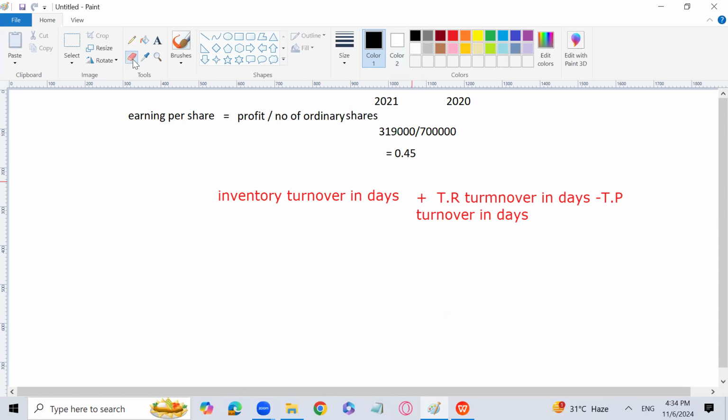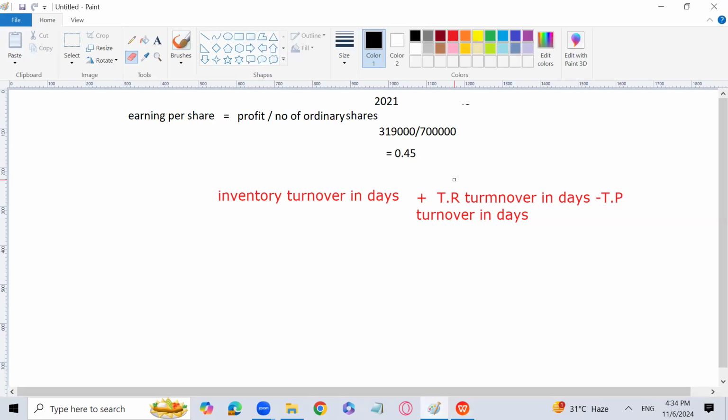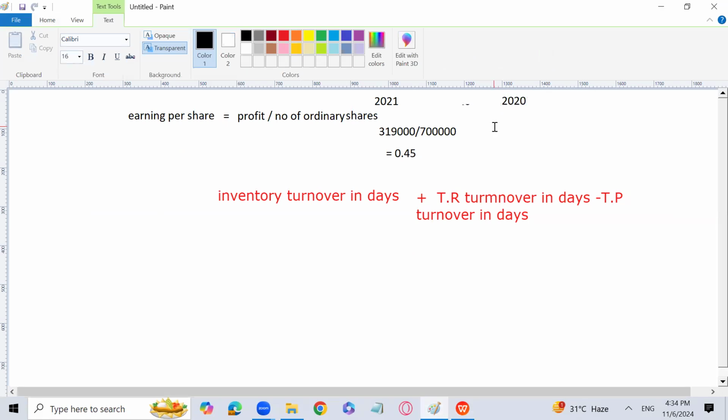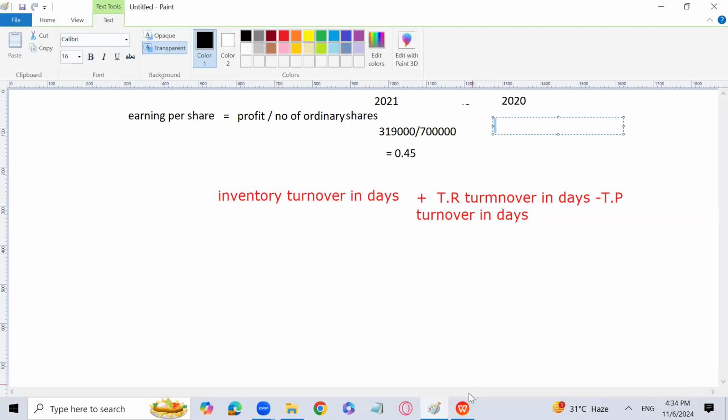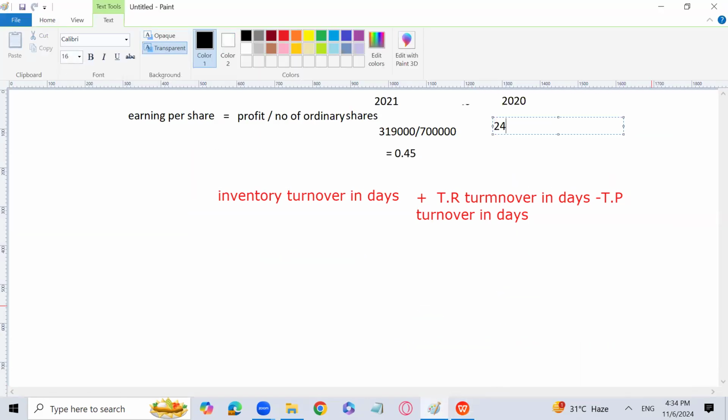Let's talk about 2020 also. Again, we will use the same formula, obviously. Profit for the year is given, that is 247,000, and number of ordinary shares is 5 lakh. So 247,000 divided by 5 lakh. What is the answer? 0.49.